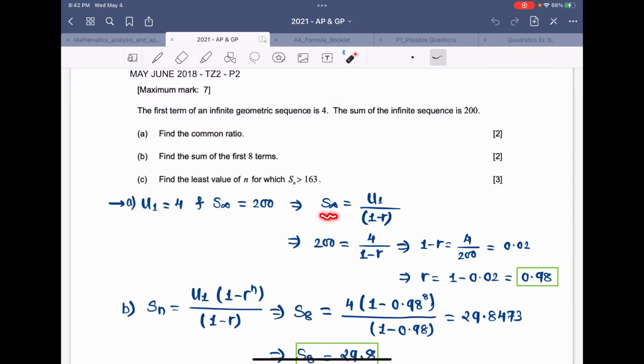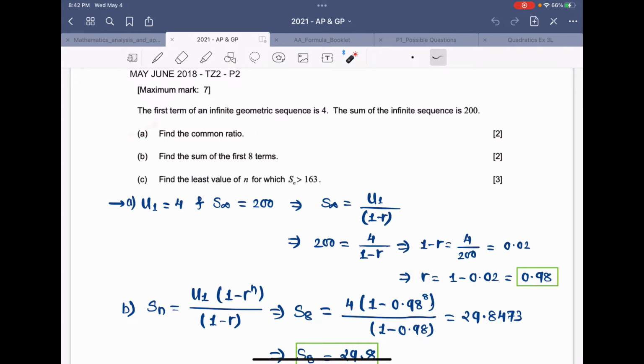The formula for S infinity is u1 over 1 minus r. I know u1, I know my S infinity. So 200 is equal to 4 over 1 minus r. Transfer this 1 minus r to the other side. So 1 minus r is equal to 4 over 200, which is 0.02. So r is equal to 1 minus 0.02, which is 0.98. So your r, that is the common ratio, is 0.98.